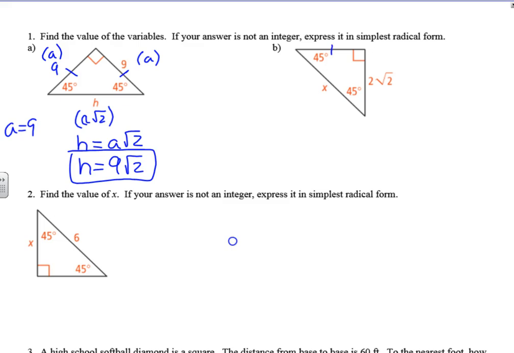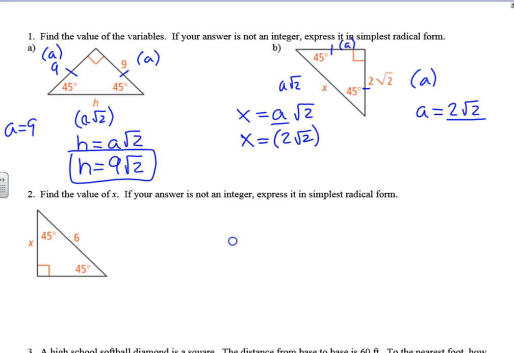Same thing, we've got a 45, 45, 90 triangle. It's a, a, a radical 2. We know what a is because we're given it. It's 2 times the square root of 2. So now x equals a times the square root of 2. We're going to substitute this in for a. So it's 2 times the square root of 2. When you substitute, you always put it in parentheses, times the square root of 2.